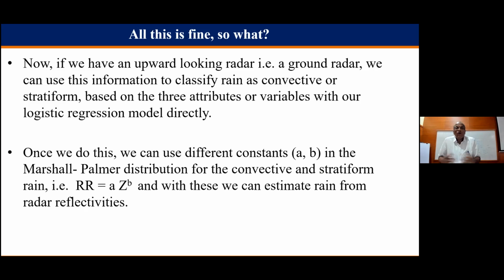What do we do with this? Once we do this, we can use different constants A and B in the famous Marshall-Palmer relation, where Z is reflectivity and A and B are constants. I can get the rain rate separately for convective and stratiform.